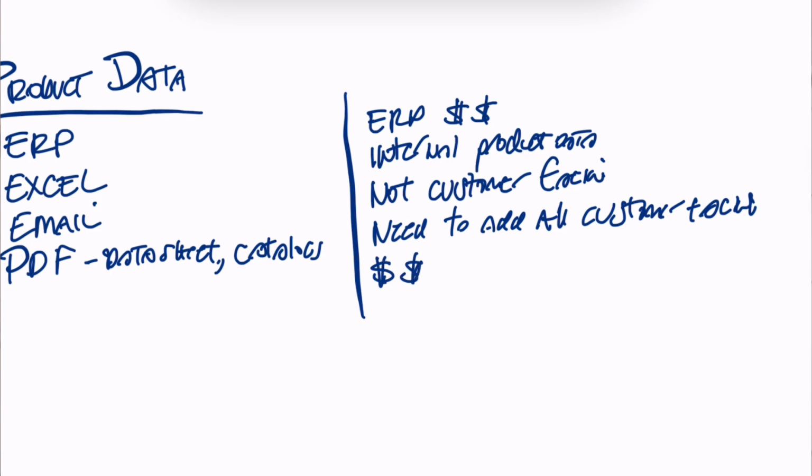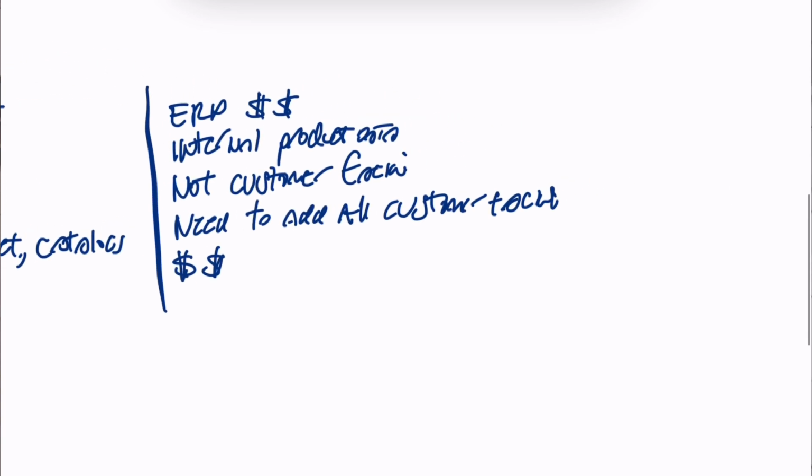Adding attributes to an ERP is very expensive compared to a system that was meant and built for adding attributes. Especially these legacy ERPs, adding an attribute to an ERP is a very painful and very expensive process. Typically it takes development in the ERP to make it happen. Which is why PIMs were built.